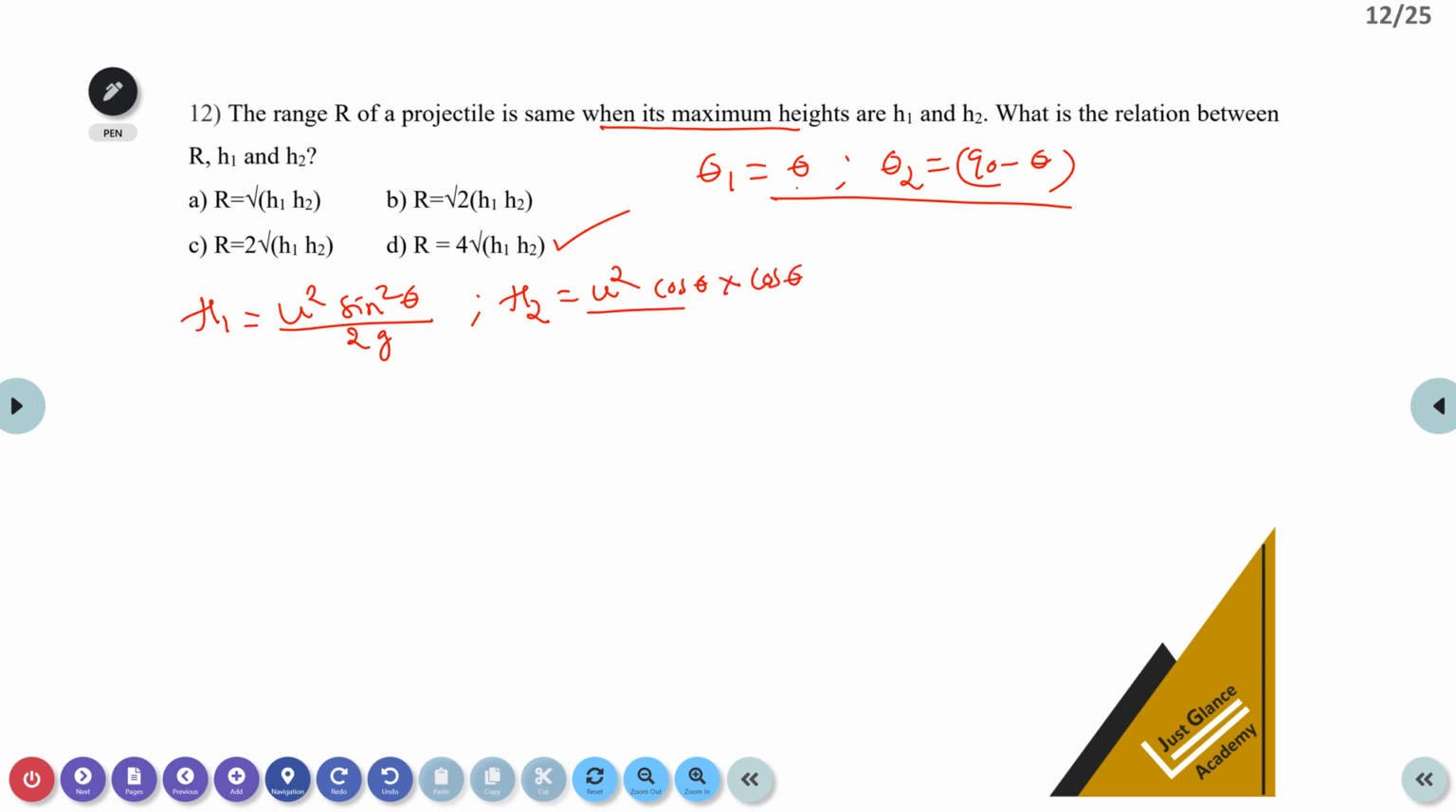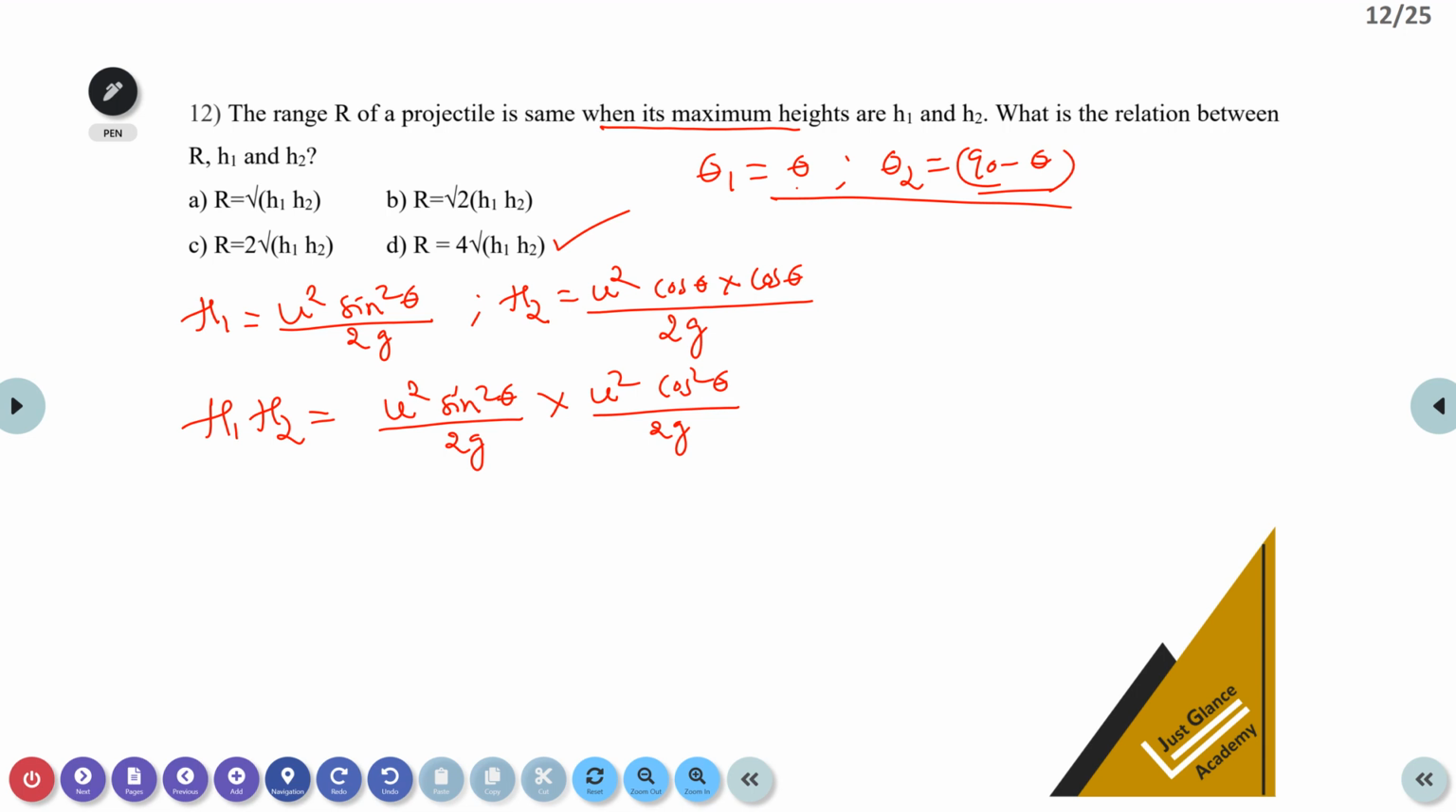Because 2 times I have to write it, divided by 2g. Why have I written this? Because sine of 90 minus theta equal to cos theta. Now you write the product, h1 into h2. Then you get u square sine square theta divided by 2g into u square cos square theta divided by 2g.